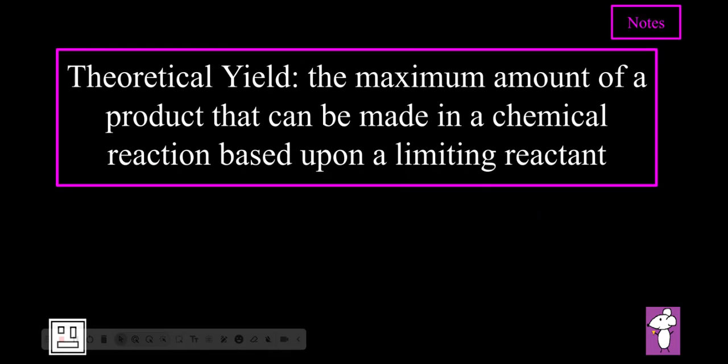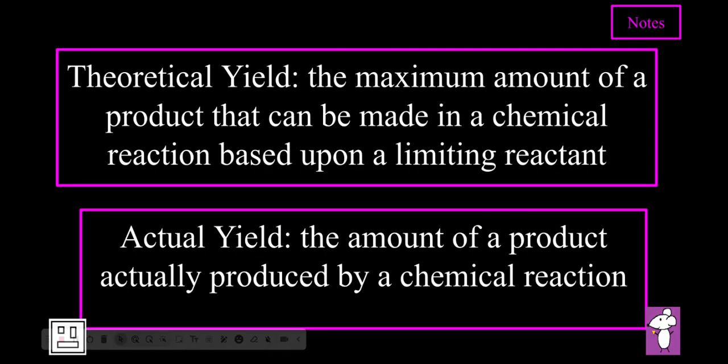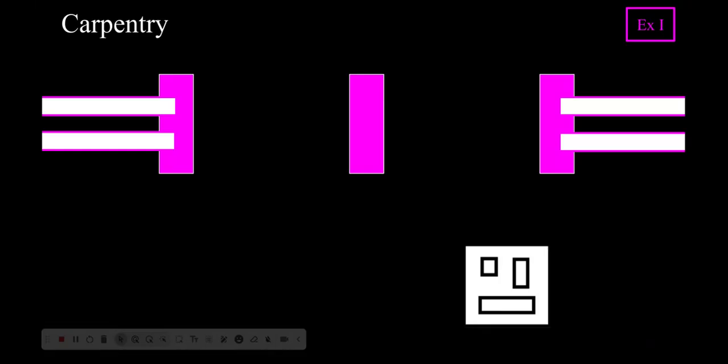The maximum amount of a product that can be made in a chemical reaction based upon a limiting reagent, that's your theoretical yield, whereas actual yield is the amount of product actually produced by said chemical reaction. All right. Now I want to go over some examples, real life and some chemistry, to highlight their differences.